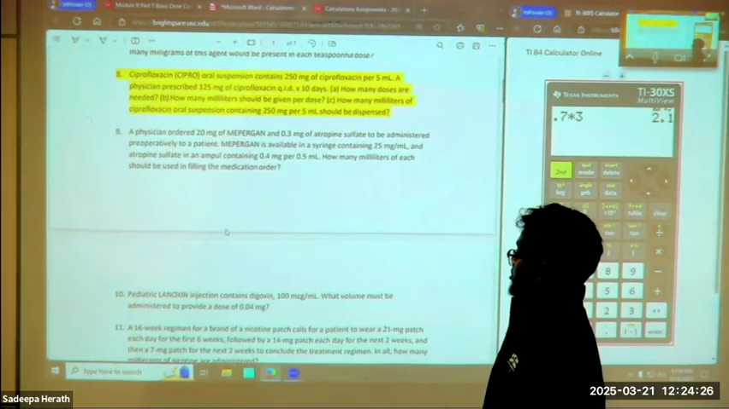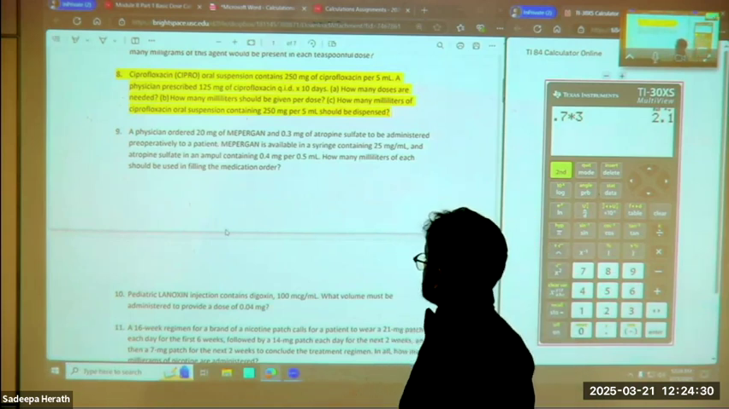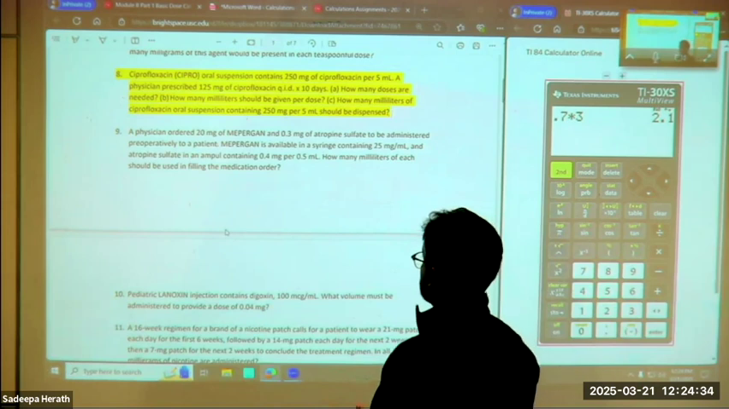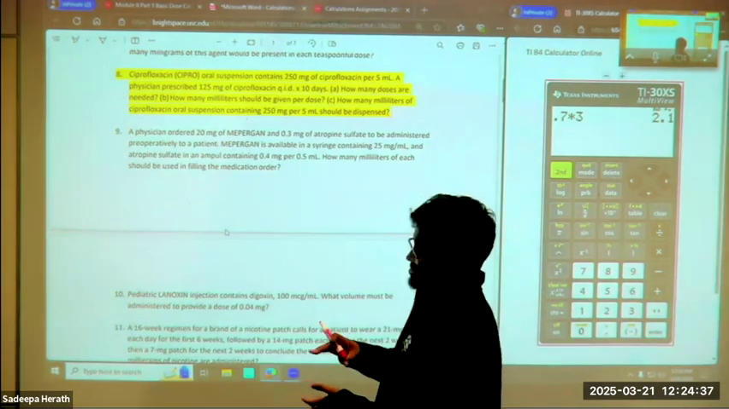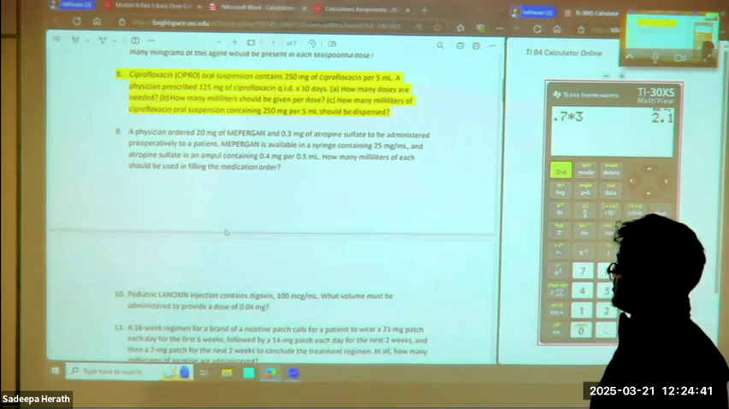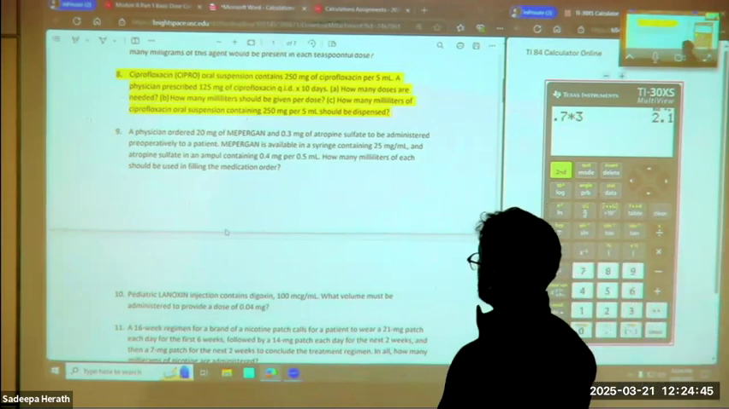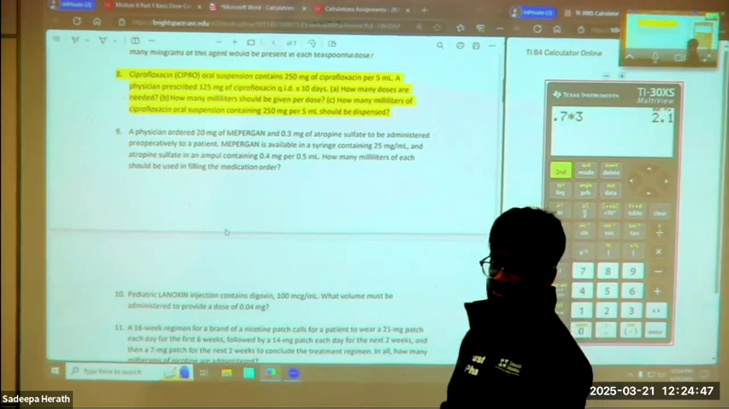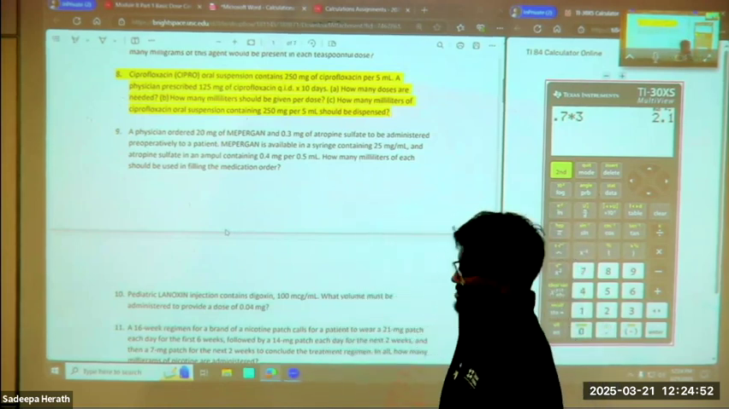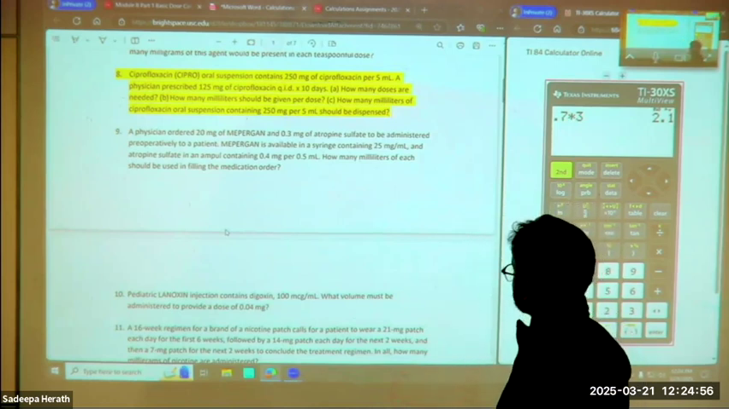All right, moving on to number 8. Let's read it out real quick. Ciprofloxacin oral suspension contains 250 milligrams of ciprofloxacin per 5 ml. So that's what each bottle of the suspension contains, right? A physician prescribed 125 milligrams of ciprofloxacin QID. So that's 4 times a day, QID. QD is 1 time a day, or daily basically. QID is 4 times a day, times 10 days.